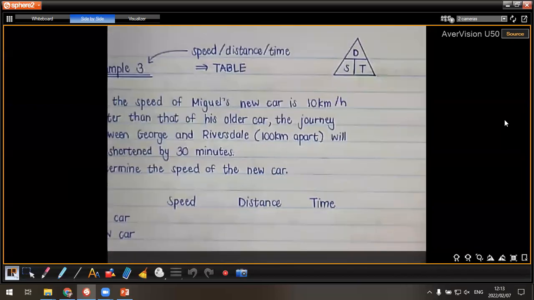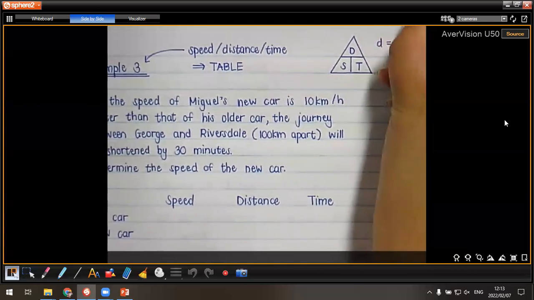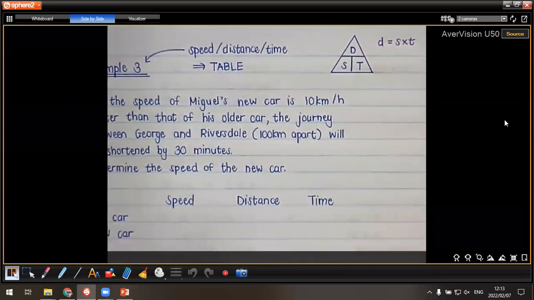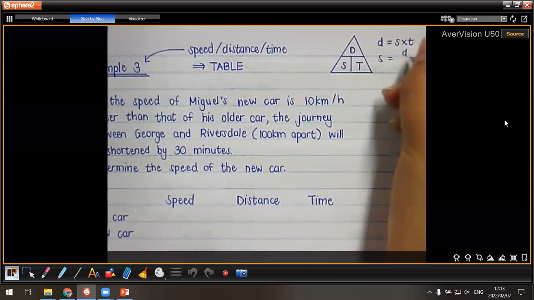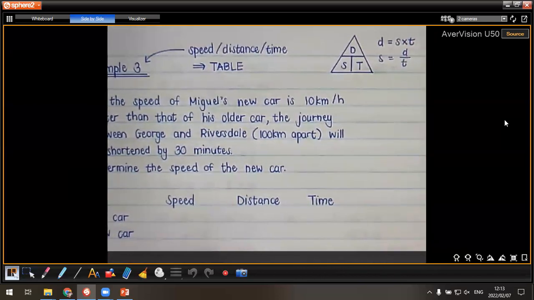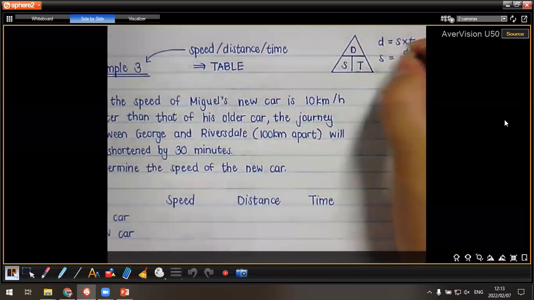So I'll just write it on the side here. D is equal to S times T. Distance is speed times time. Right? Then we can say that speed is distance over time. Speed is distance over time. See that from the triangle, right? So going the other way, time will be distance over speed.